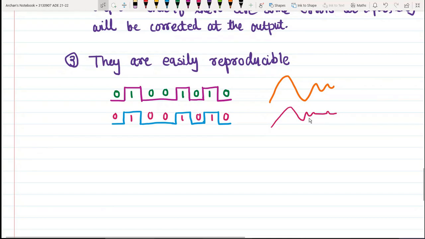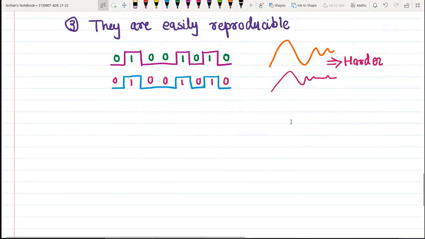So it will be very much harder for us to generate the same signal in case of analog electronics, while it is very much easier for us to generate the same signal in case of digital electronics. So the signals are very easily reproducible in case of digital electronics.